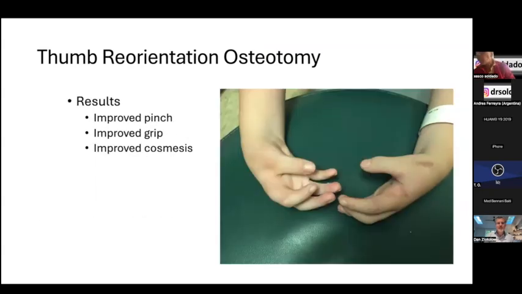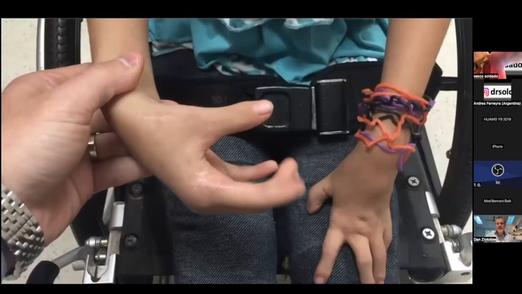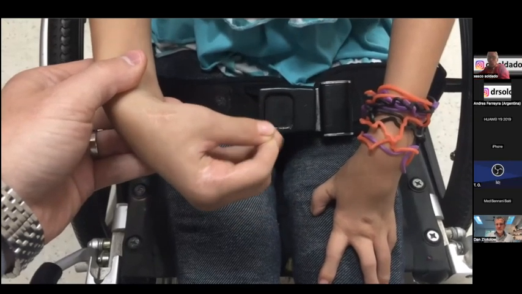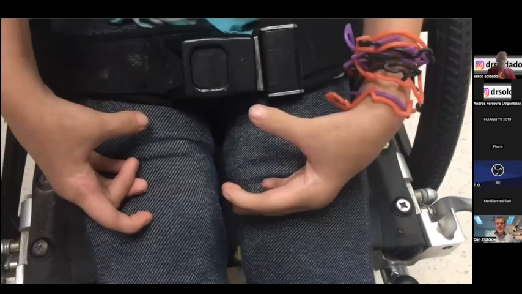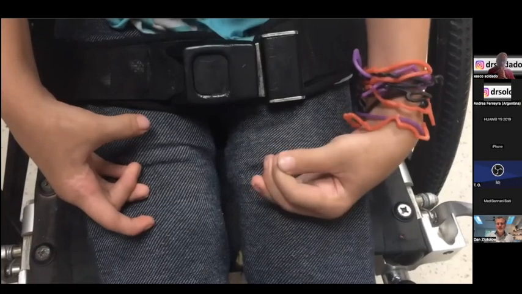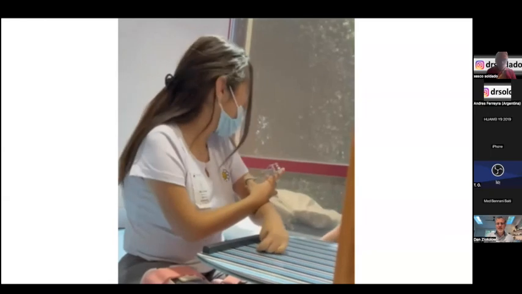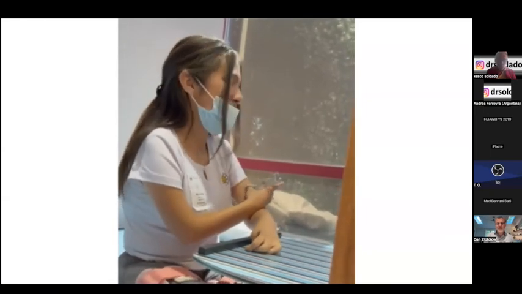Just want to show you the outcomes of this. Here's a girl that I did probably a decade ago. She was, I think, under 10 at that time. And you can see not your typical thumb function, but really good. And then she sent me this. She's now like 20s, I think.